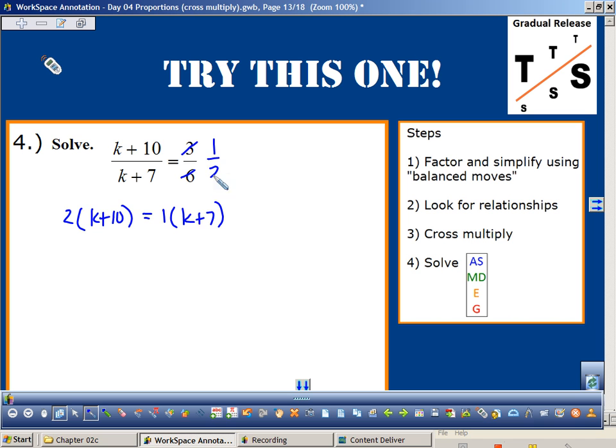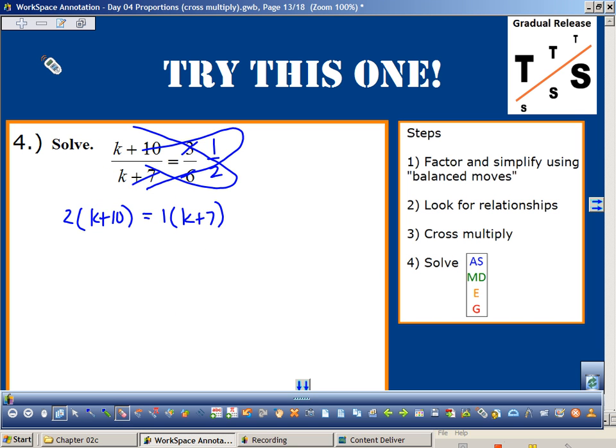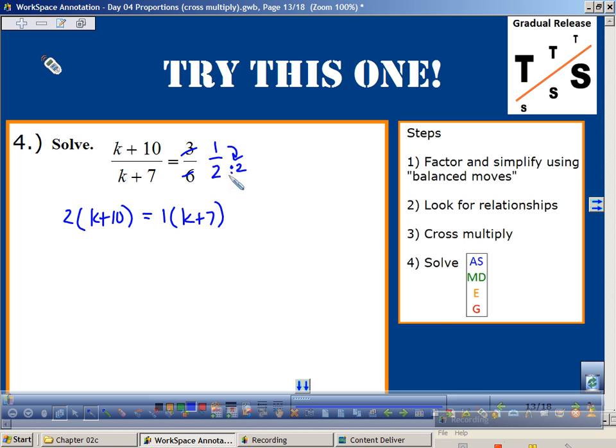All right. Isn't this 1/2? So you can either cross multiply and get this, or if you saw that there was a relationship between this and this, which is 1/2, 1 times 2 equals 2. So k plus 10 times 2 must also equal that, which is exactly what I have. K plus 10 times 2 equals k plus 7. I did not come up with that. That was a student in last class that came up with that.